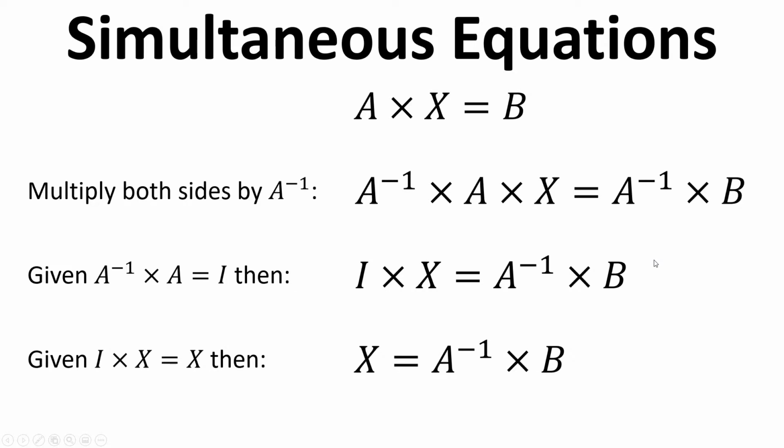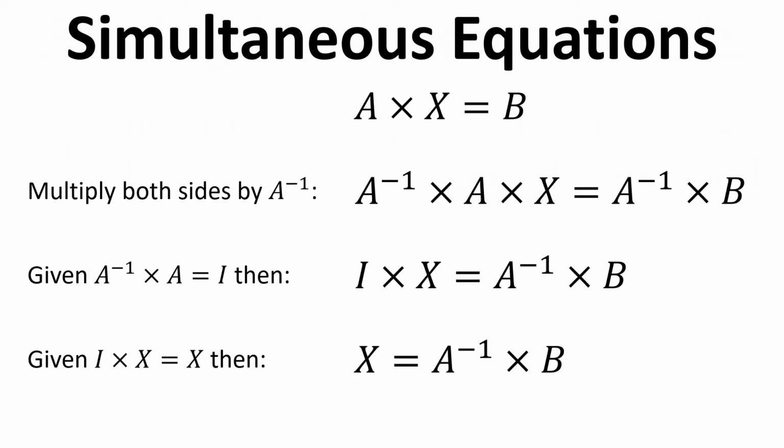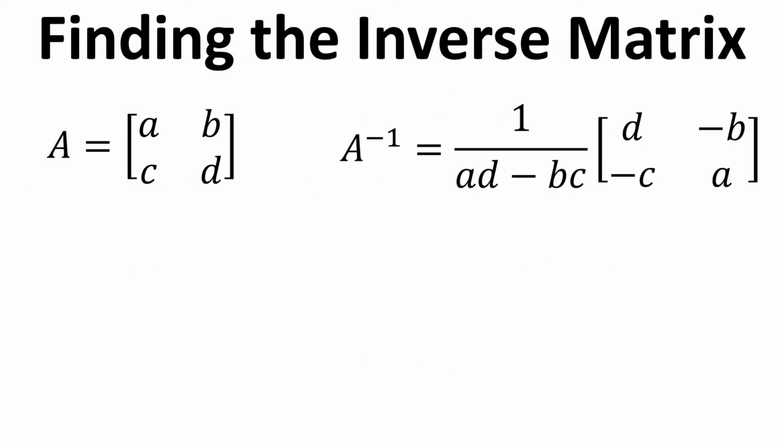Okay, next, given that I times x just equals x, because any matrix multiplied by the identity matrix is unchanged, we can now write this equation, and that means we've got an equation where we could work out the answer for x and y. So let's just do this in reality then. The first thing we're going to have to do is work out the inverse.